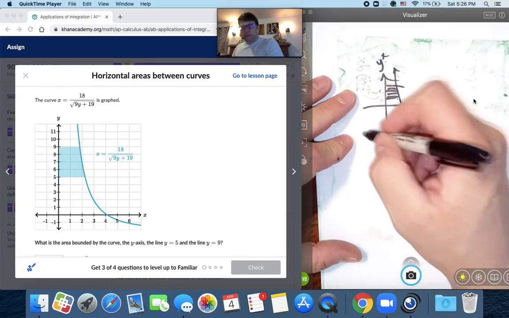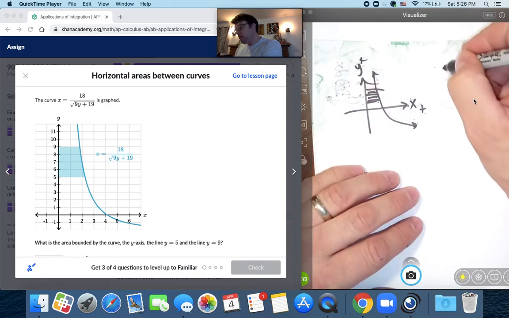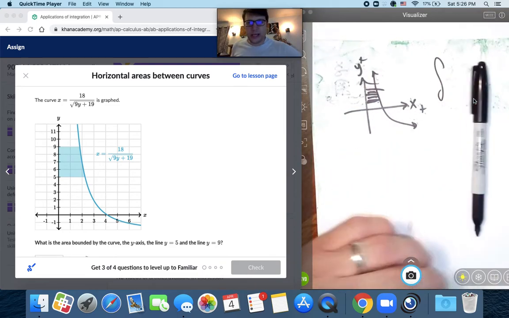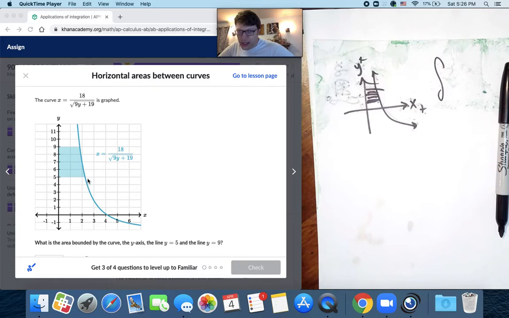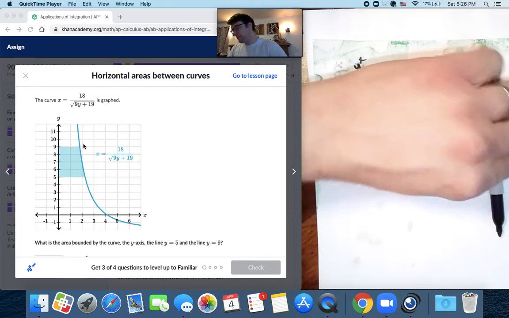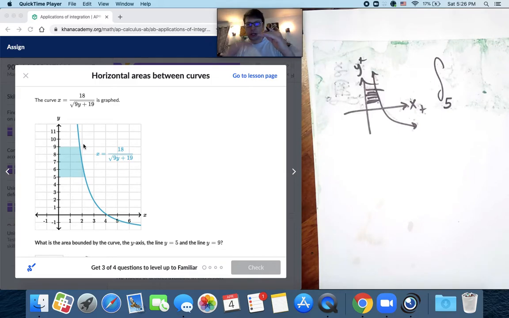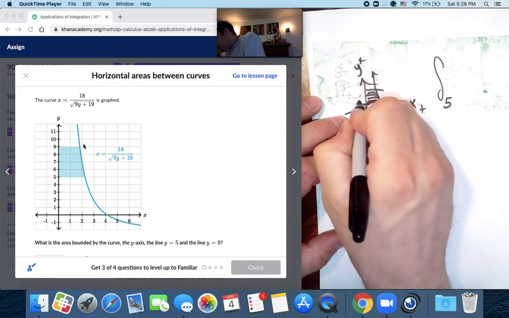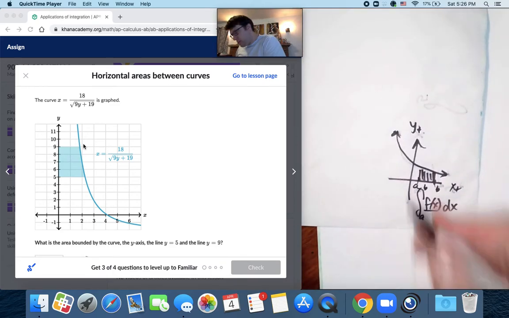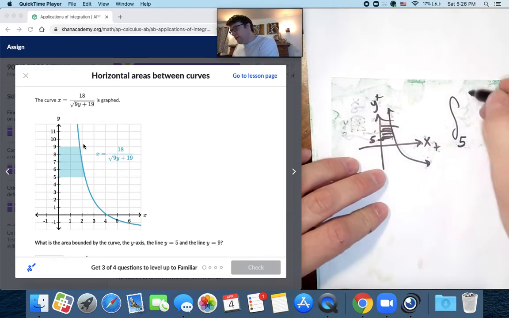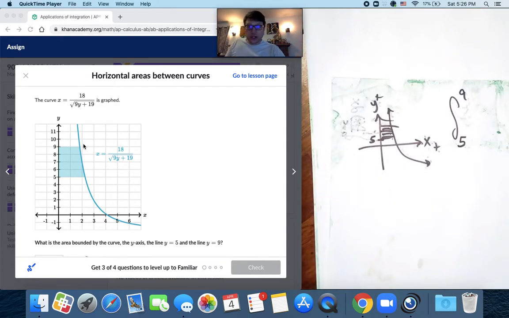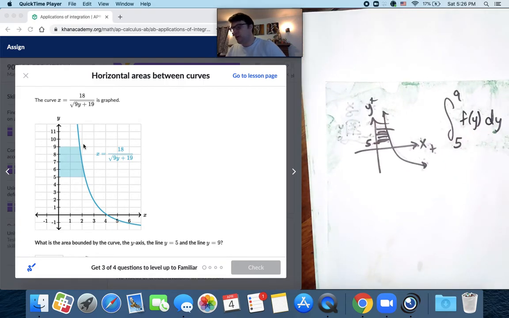Okay, so writing it out, we want to evaluate the definite integral from, well, this is where the mistake happens. Students, when they start these problems, want to say from 0 to, I don't know, like 2.5. But the truth is we're actually evaluating on the tilt, from 5 to 9. In the y direction, the lowest y value is 5. I'll put that here. So 5 to 9 is our limits of integration. The function x is defined in terms of y, so it's technically f of y dy.